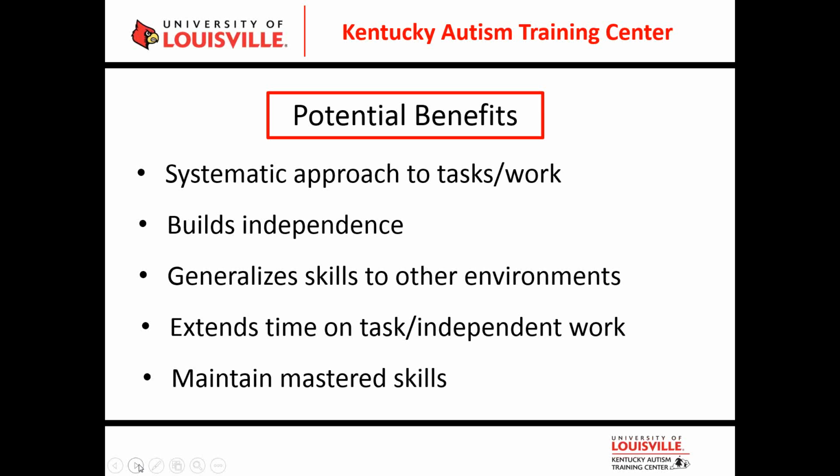So potential benefits are building independence, and it's a great way to generalize skills to other environments. A lot of times once I taught work systems in my classroom in a resource setting, then I could branch work systems out to the regular classroom. So my students were more able to be included in the regular classroom because they understood the structure of the work system, and it gave them a way to participate in the general education environment more independently and more successfully, since they had a visual way to learn.